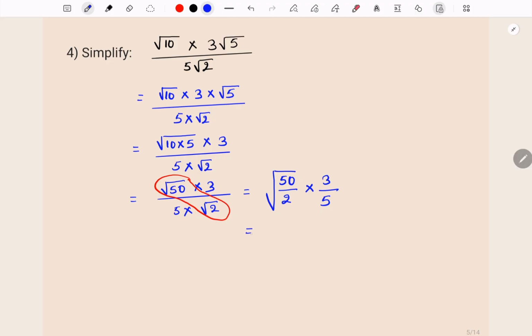50 over 2 is just 25, right? And then we have 3 over 5. Square root of 25 is 5. 5 times 3 over 5. I can cancel these 5s and I will be left with just 3. And that would be the answer of this question.